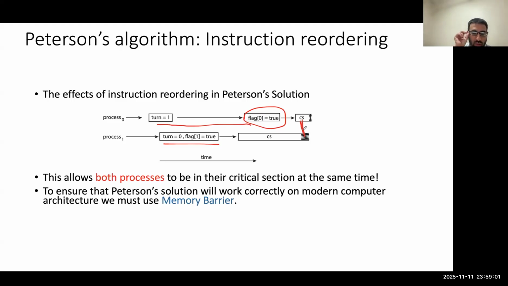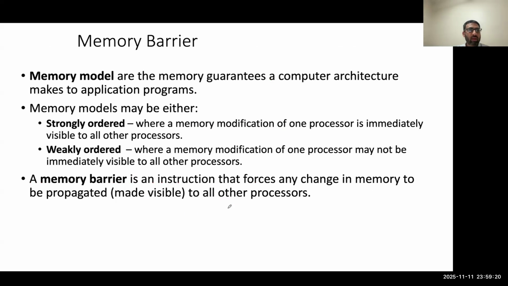Okay. So then the issue is, how can we solve this problem? We can solve this problem if we use a primitive or a feature which is known as a memory barrier, right? So what is a memory barrier? A memory barrier is actually a way of providing some memory guarantees to the applications running on a computer.